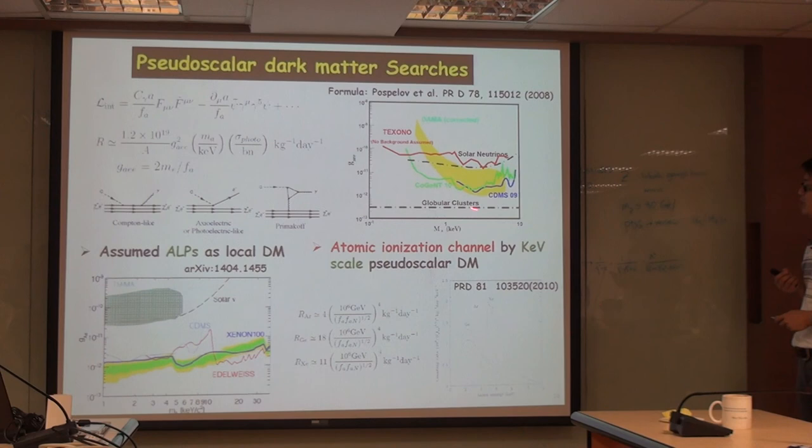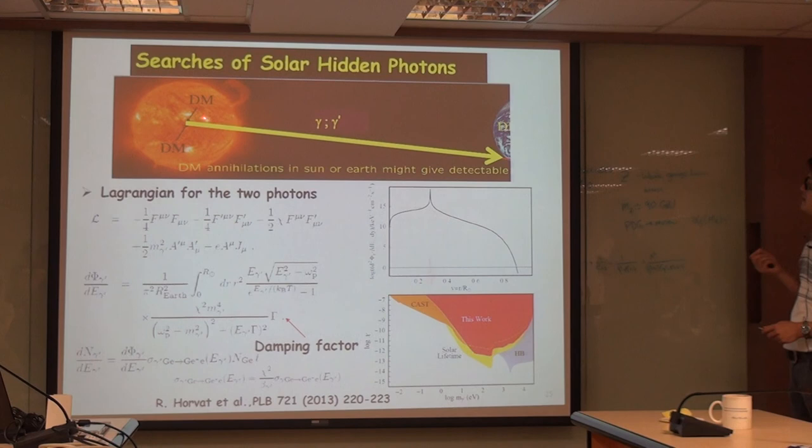So, not only this one, there's also an indirect part that can be detected by our detector, as in searching for solar heated photons. Dark matter annihilates in the solar cells, and it will penetrate to the Earth, and they create the heated photons, which is like the neutrino oscillations.